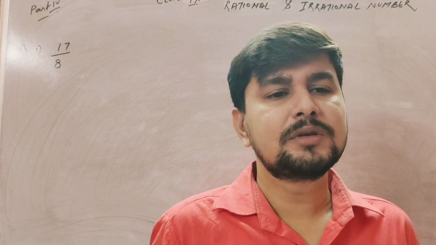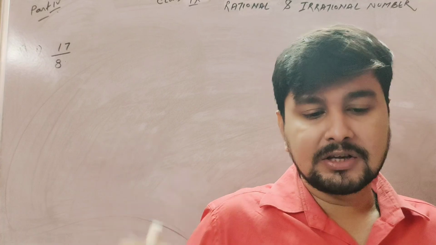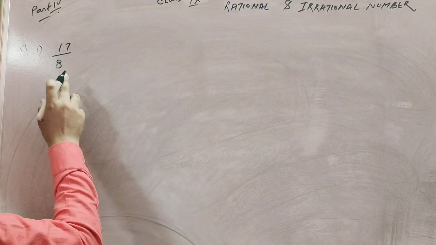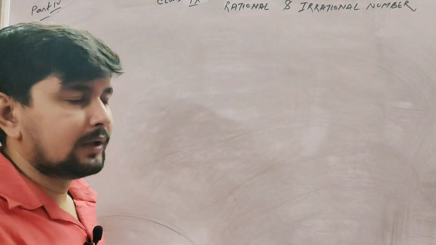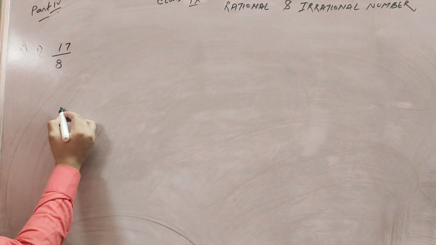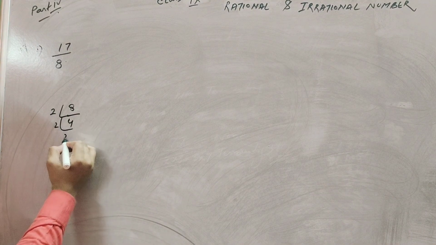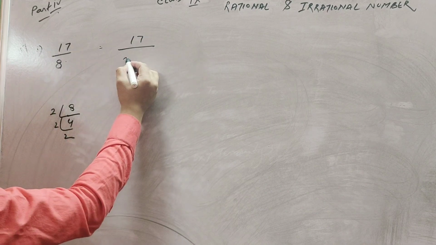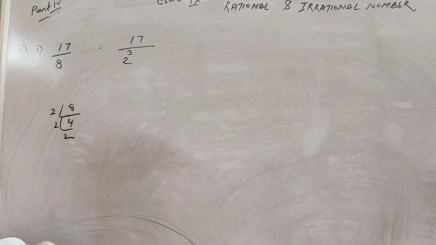How is it possible without division? You write the fraction in the decimal. So this is your pattern here. We know that if this is terminating, then the factors are 2 or 5. Okay, so when you factorize this portion, in place of 8 we write down 2 to the power 3, that is 2 cube.